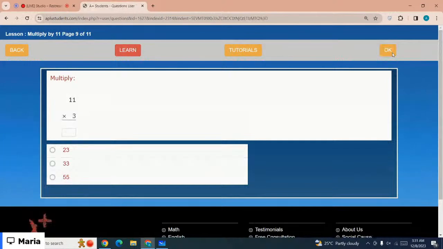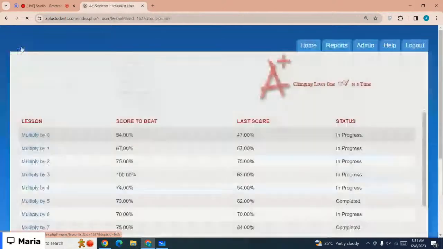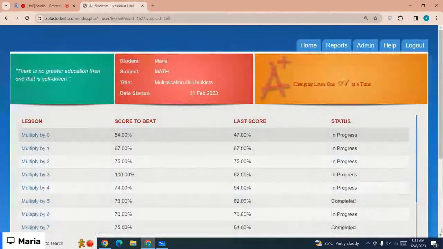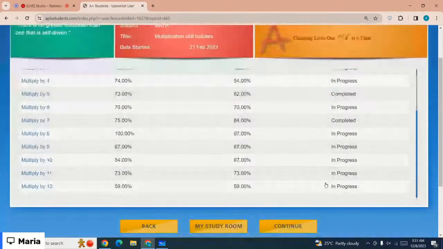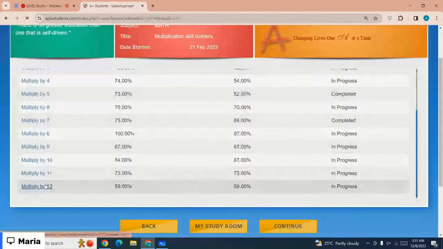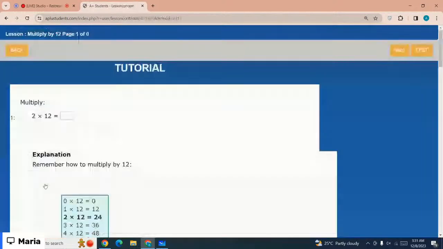Okay, you can complete the lesson by yourself later today. Let me just move on to the last lesson from the chapter, that is multiply by 12. So here is the table of 12. You can note down the table in your notebook.